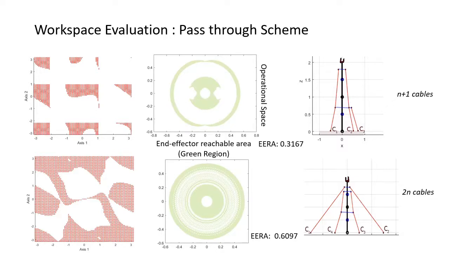The point where the cable is routed through link 1 serves as the actuation point for link 2. It is unable to generate enough momentum for link 2 to get actuated as the point is closer to link 1. By increasing the offset distance of attachment points, the workspace can be improved. As you can see here, the end effector reachable area for 2n cable configuration is higher compared to the n+1 cable configuration using pass-through scheme.